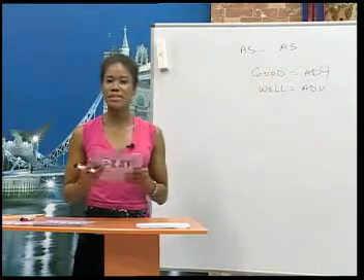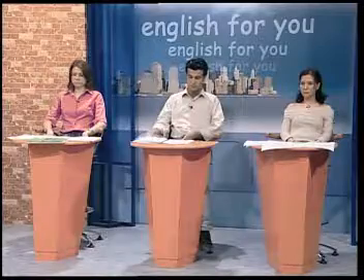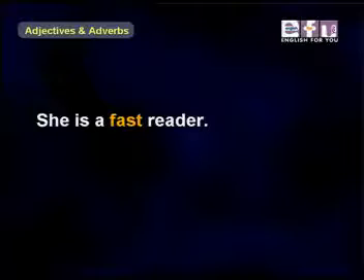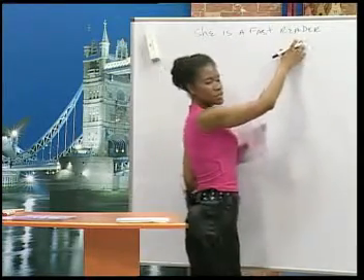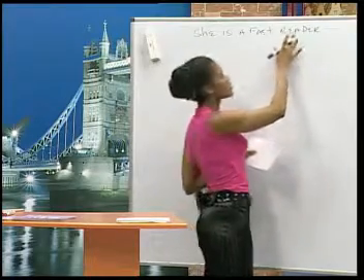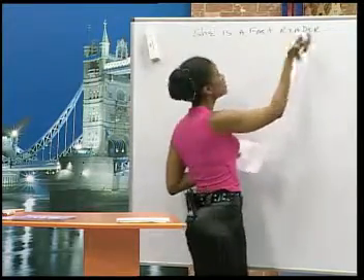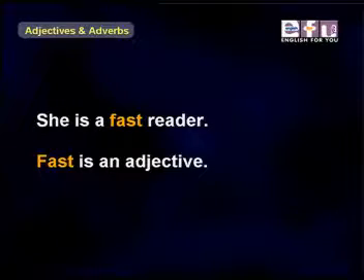Let's look at these sentences again. Okay, first we have, she is a fast reader. Fast is describing reader, which is a person, right? Not a verb, it's a person, so it's a noun. So that means fast is an adjective.